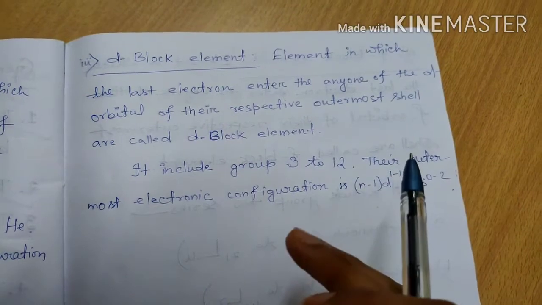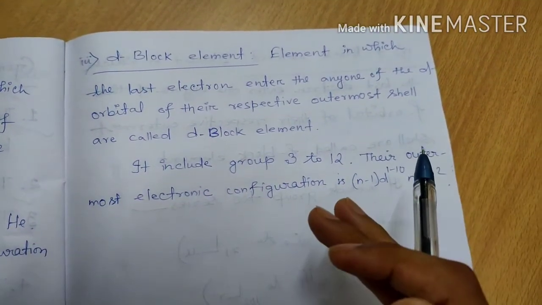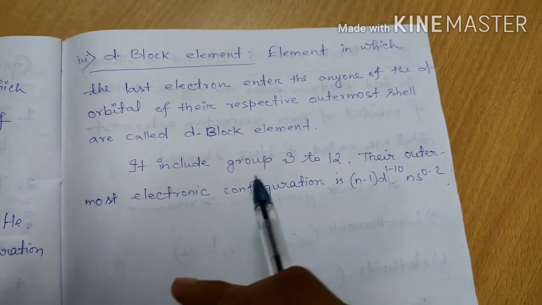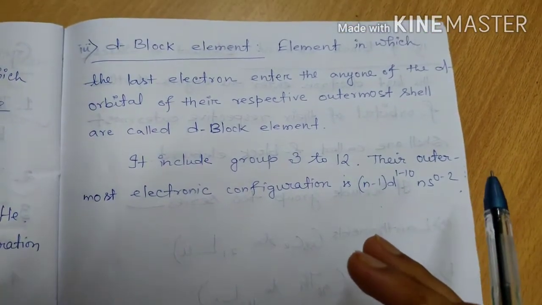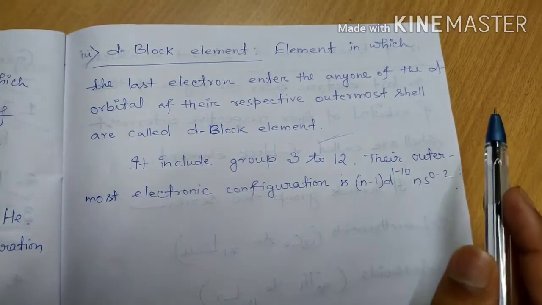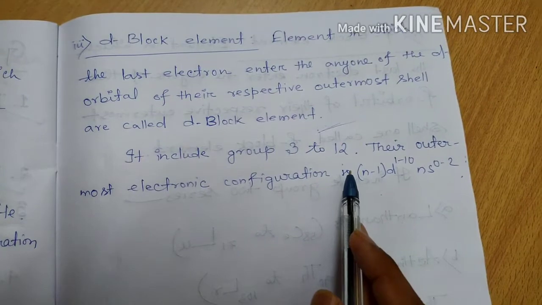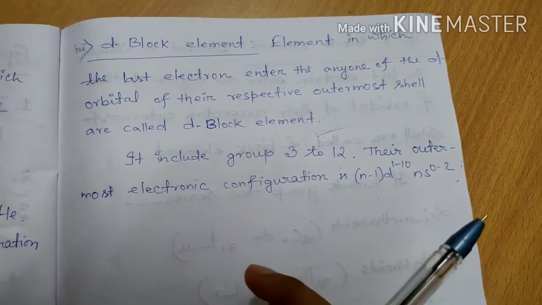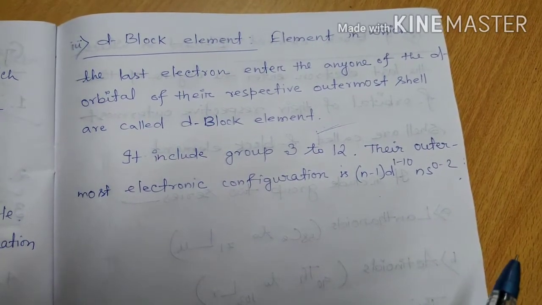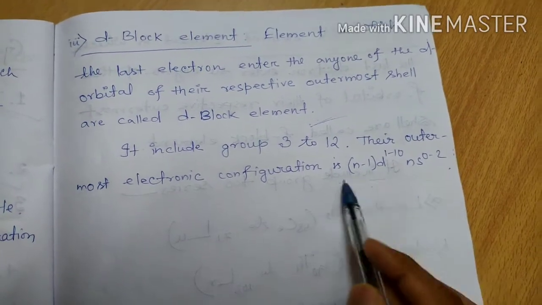There are 5 d orbitals. So if the valence electron of any element enters any one of the d orbitals, then that element will be called a d block element. This is the definition of d block elements. Now you see, it includes group 3 to group 12, the d block elements, and their outermost electronic configuration is this one.